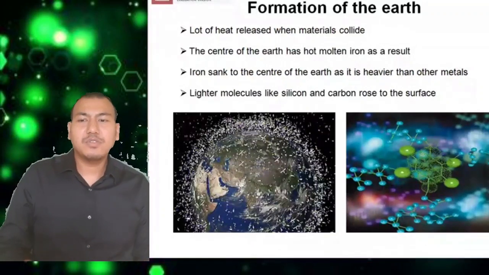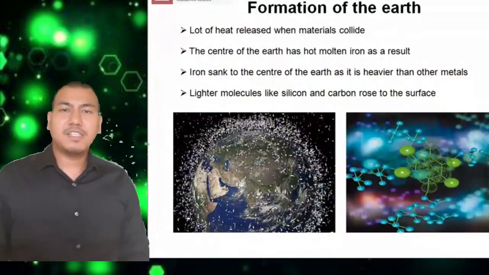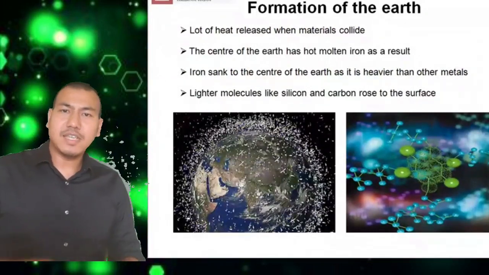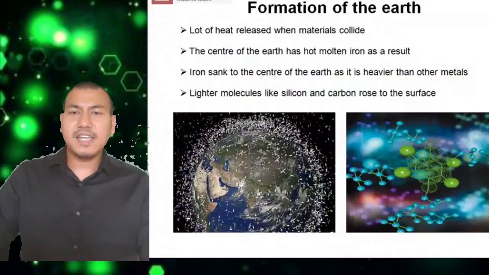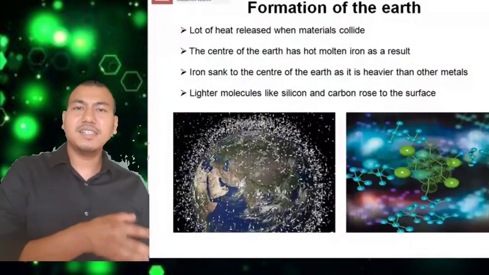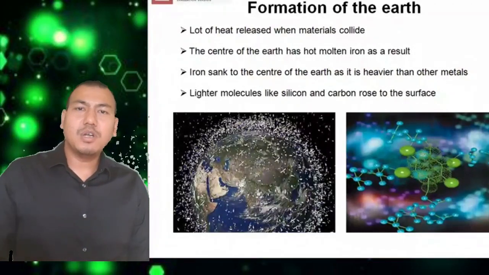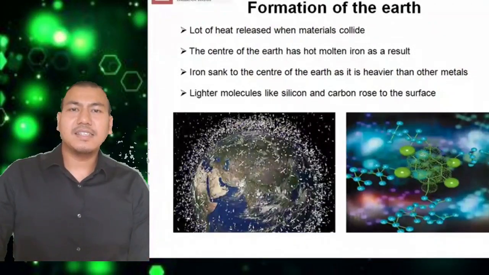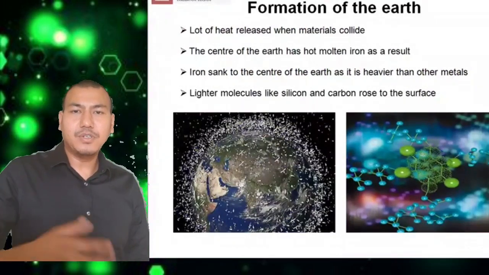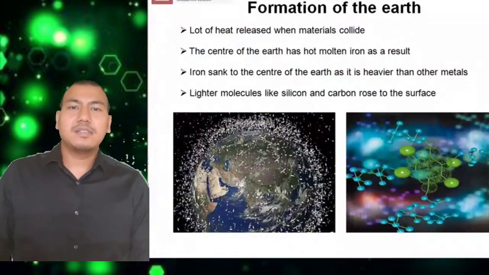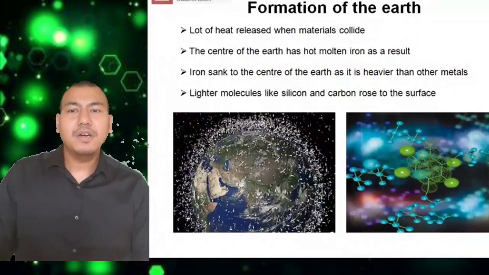The iron sank to the center of the earth as it is heavier than other metals. Why are the maximum amounts of iron found inside the earth's interior? Because it sank inside the earth. Why? Because it is heavier. When it got heated, it turned into a liquid and then it sank inside our earth. That's why if we do drilling or mining, lots of iron can be taken out from the interior of the earth.